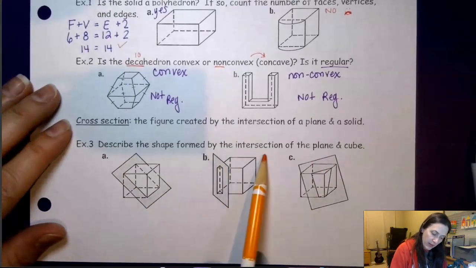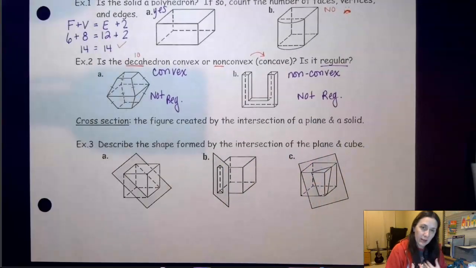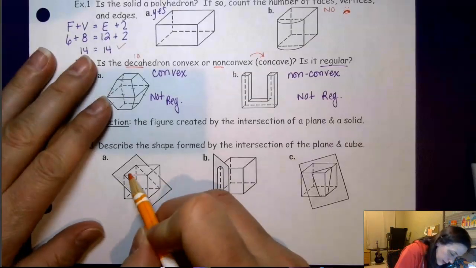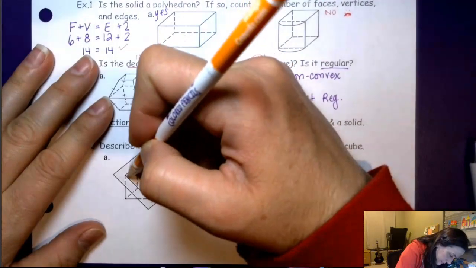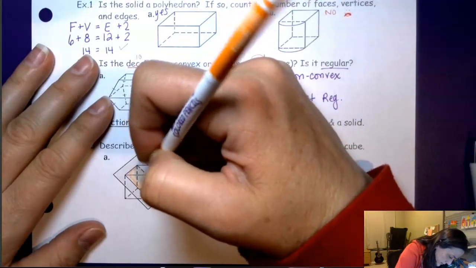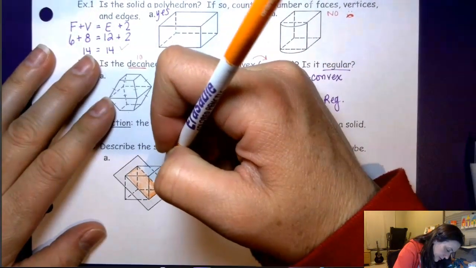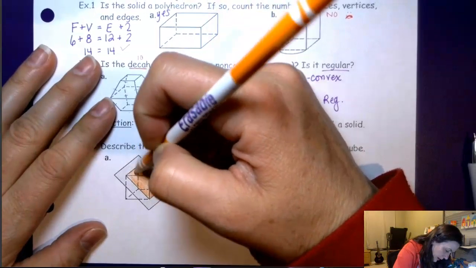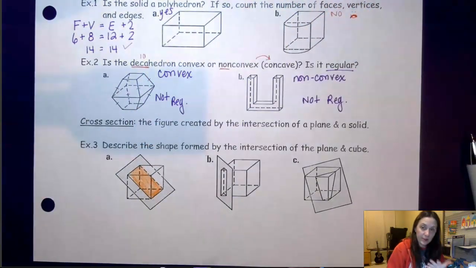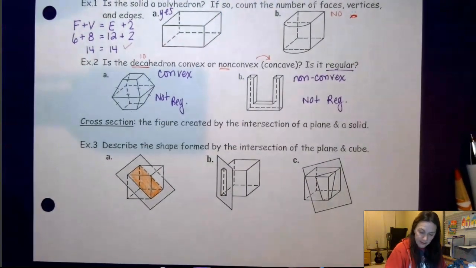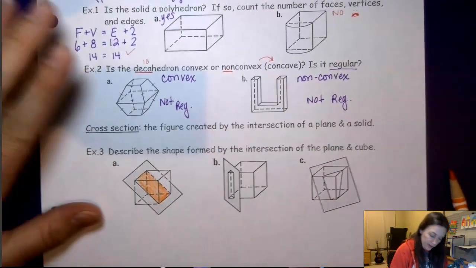Describe the shape that's formed by the intersection of the plane and the cube. So I like to shade it in. If I were to do this and I were going to take apart that cube, what face is going to be visible to the air? What's the new face that's going to have air touching it? And it would be this right in here. If I were to cut that cube of cheese, I would now have this shape visible to the elements. This shape is a rectangle.